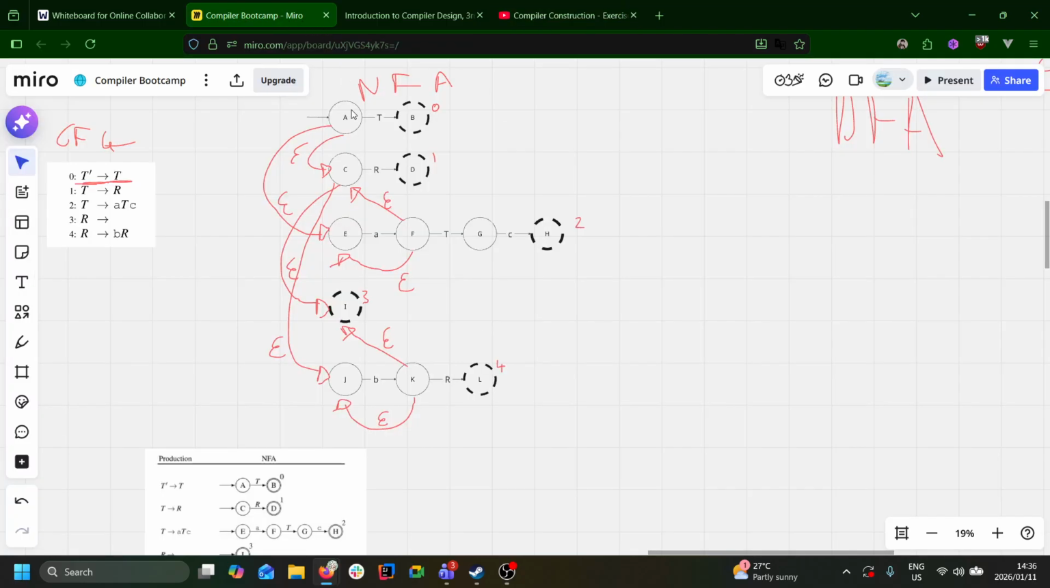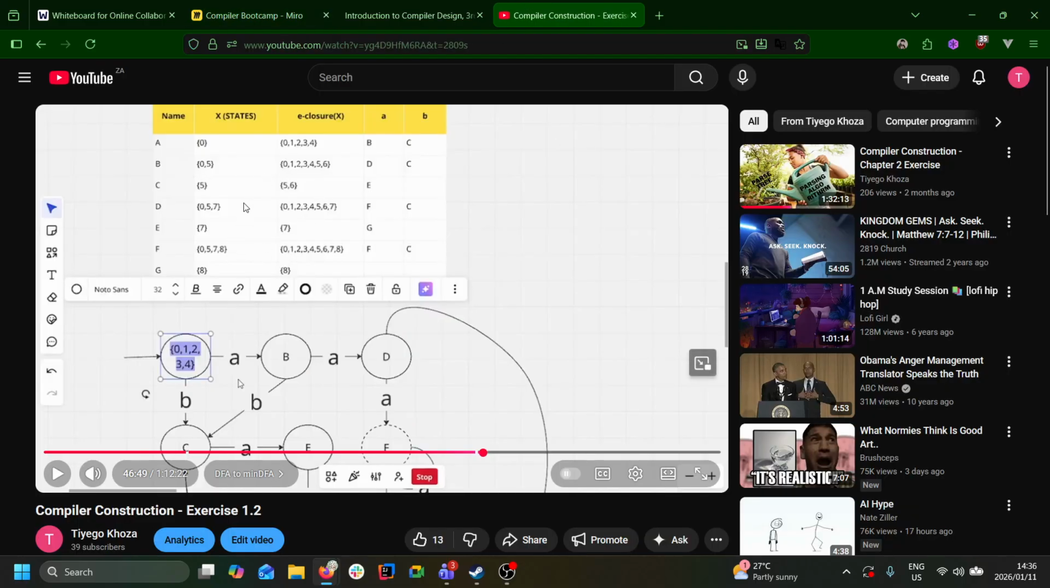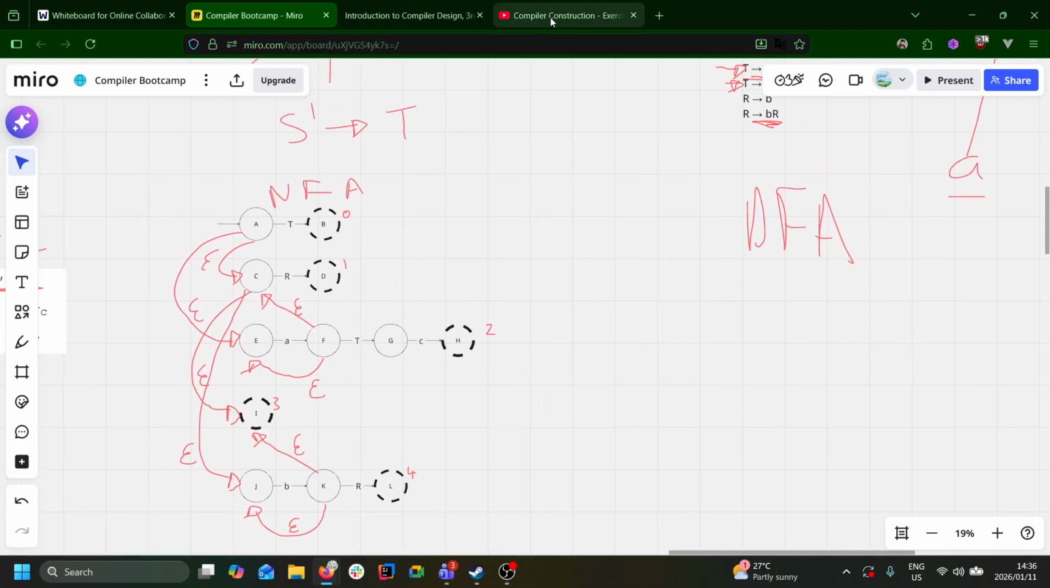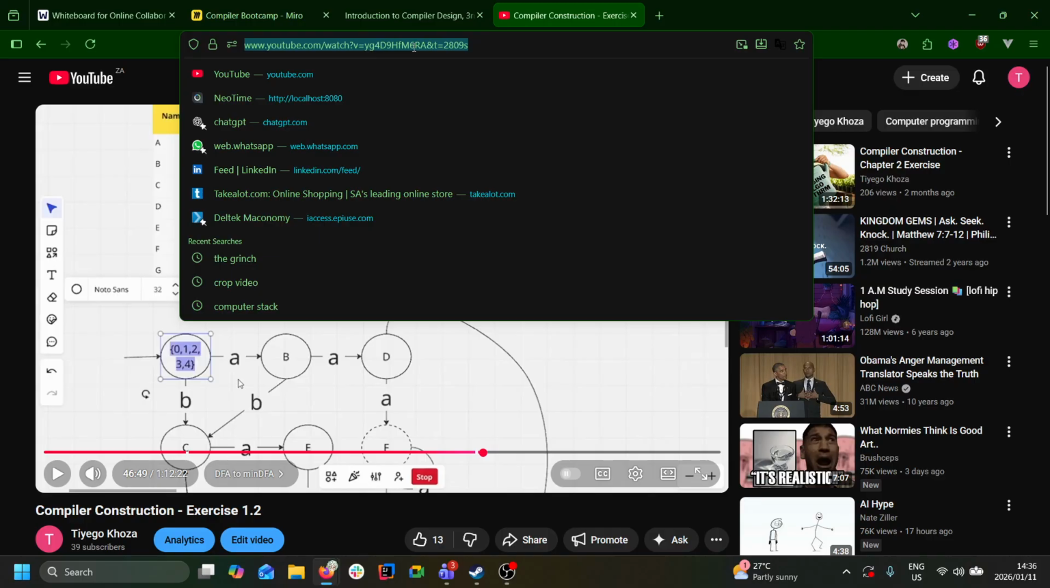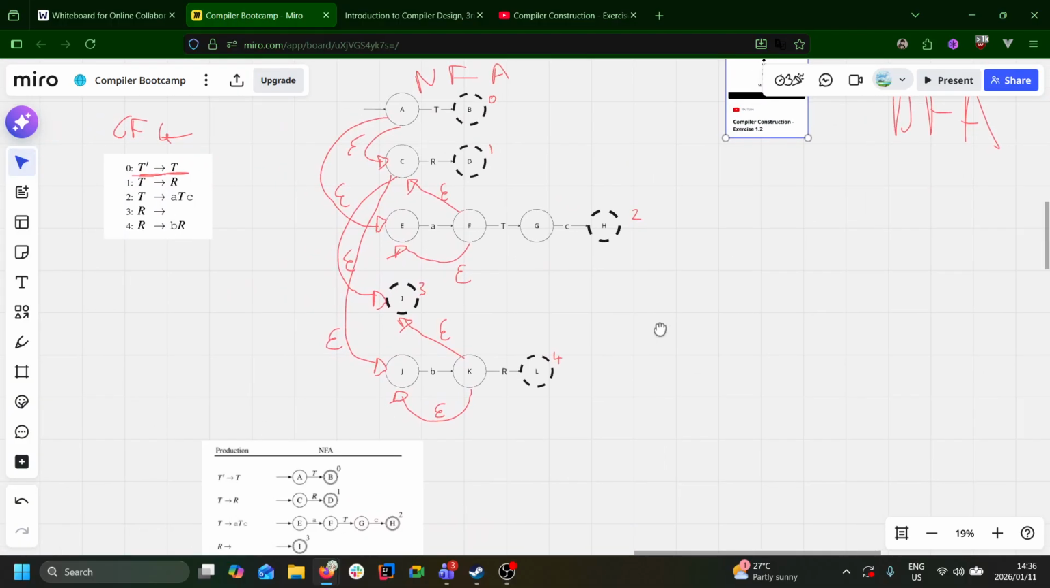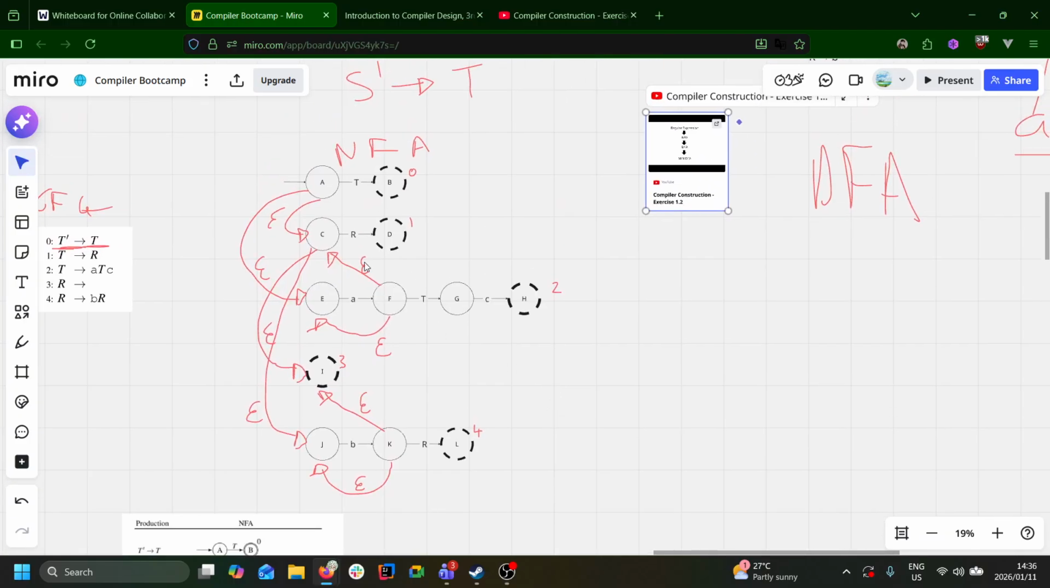But the reason you want to convert the NFA to a DFA is to get this table. But using my method, you just get the table directly without needing to redraw the DFA as well. So you can follow that method. I'll just paste the video over here for those of you who want to check it out, but I'll take you through it in this session as well.